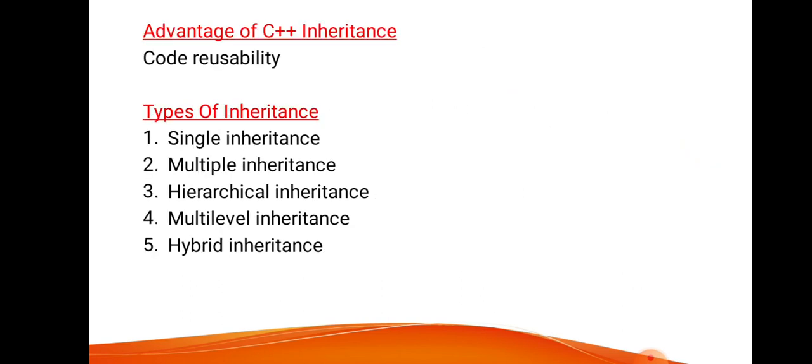Now let us see the advantages of inheritance. The first and most important advantage is code reusability, which means we can reuse existing code for another purpose. Next, types of inheritance. First is single inheritance, then multiple inheritance, hierarchical inheritance, multi-level inheritance and hybrid inheritance. Let us see the different types of inheritance in detail.